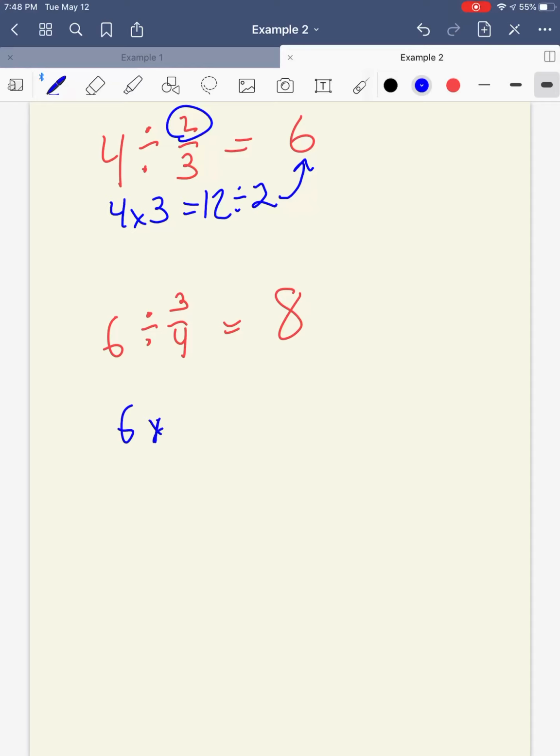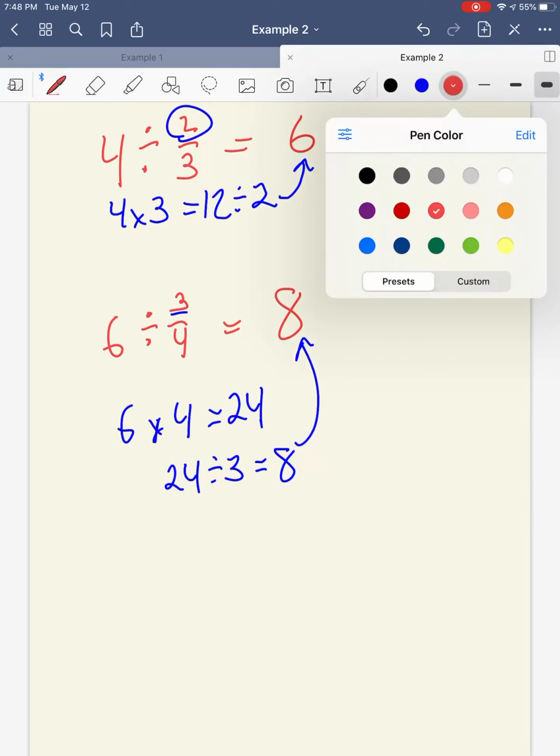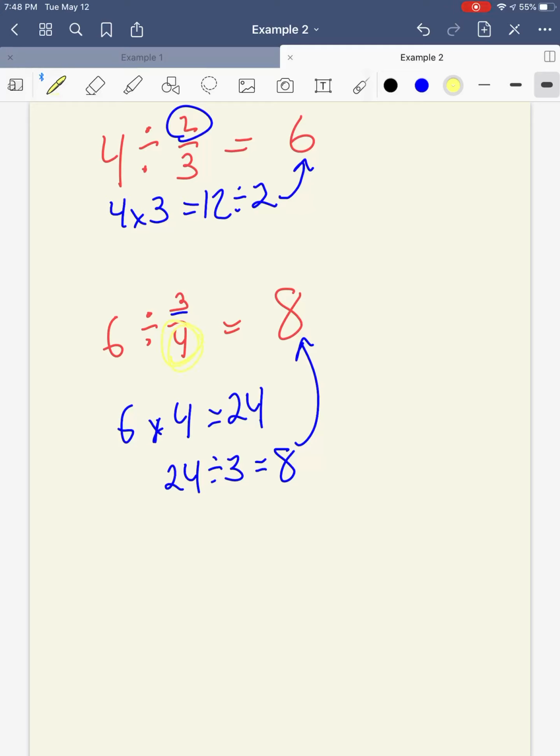Does that work down here? 6 times 4 is 24. And 24 divided by 3, because that's the numerator, 24 divided by 3 is 8. So it looks like I multiply by the denominator. So I multiply that, and then I divide this.